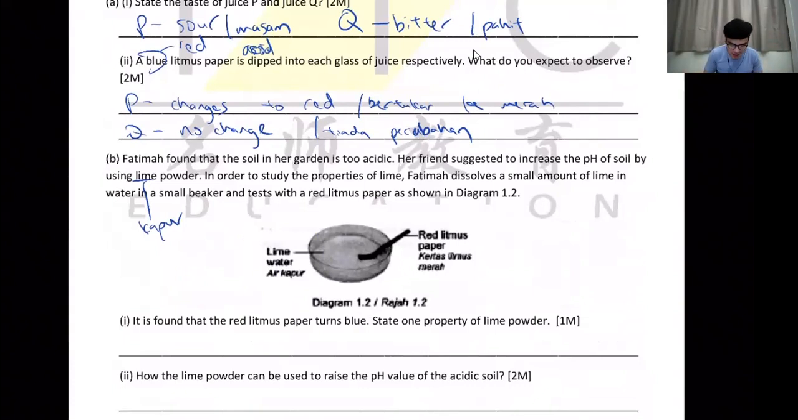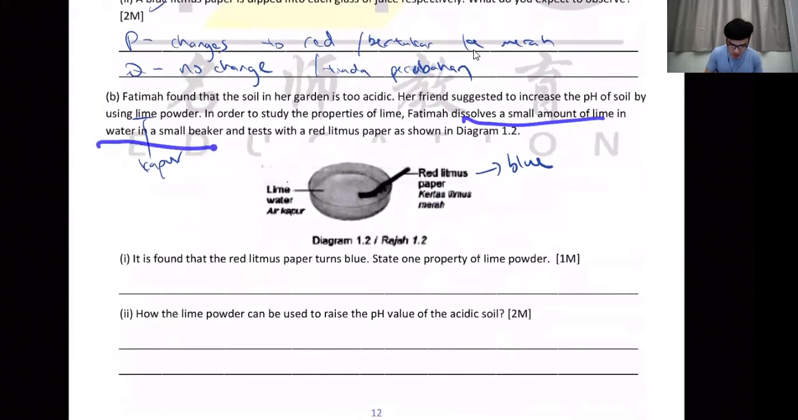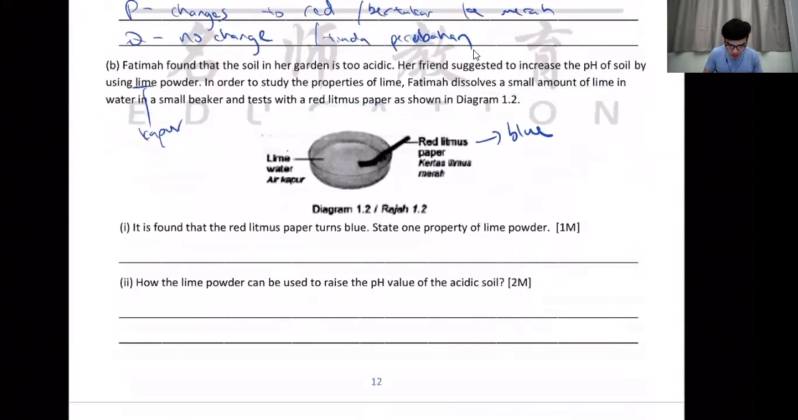Okay, so they use lime powder, which is this thing. As you know, this thing is alkaline. See, red litmus paper, this thing is going to turn blue. So she dissolved a small amount of lime in water and tested with red litmus paper. It is found that the red litmus paper turns blue. As I said, state one property of lime powder: it is alkaline.